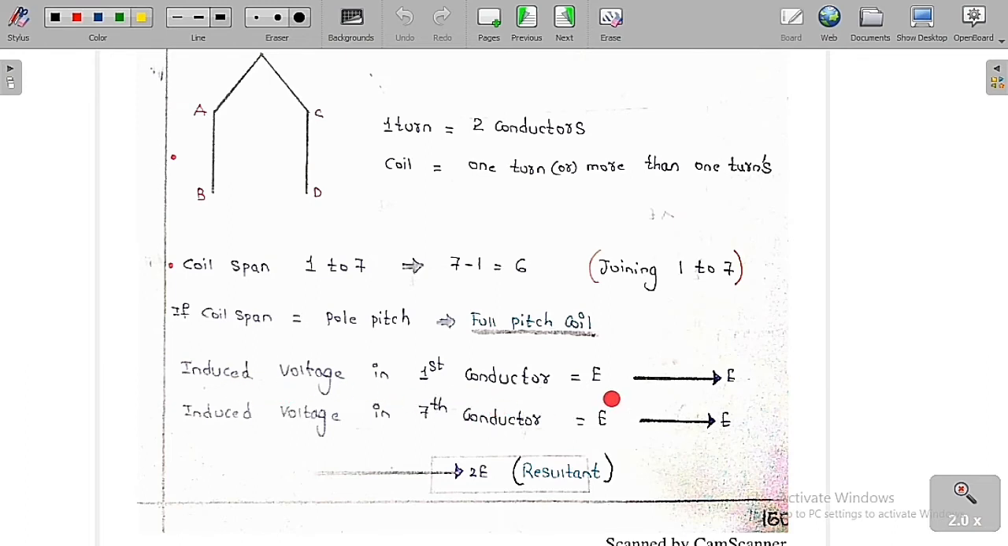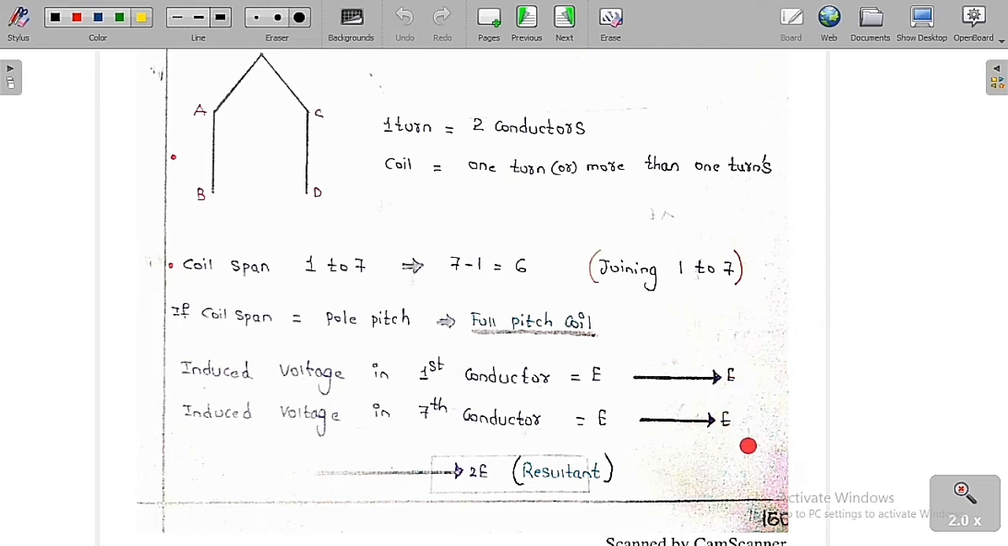The induced voltage in the first conductor is, suppose, E, and its representation is in this direction; it's basically a vector quantity. The induced voltage in the seventh conductor is also E, and the direction is the same. Then what is the resultant?